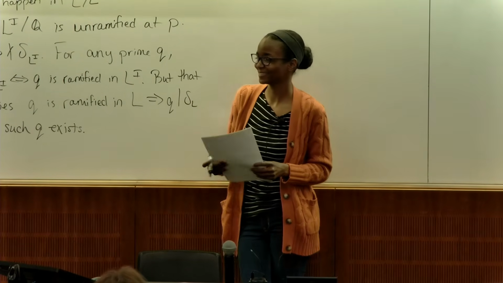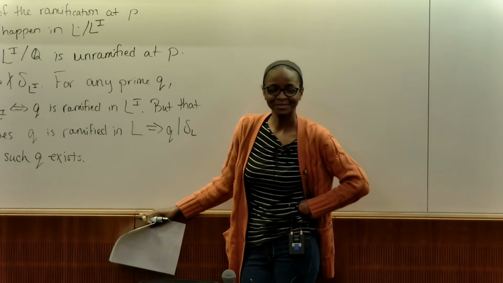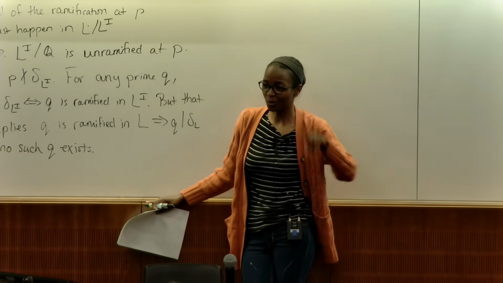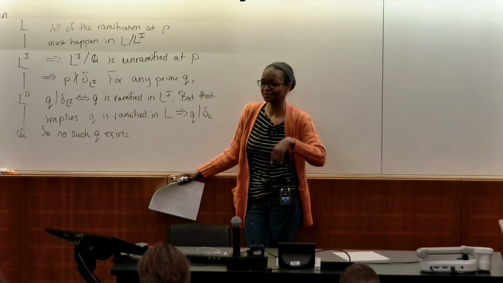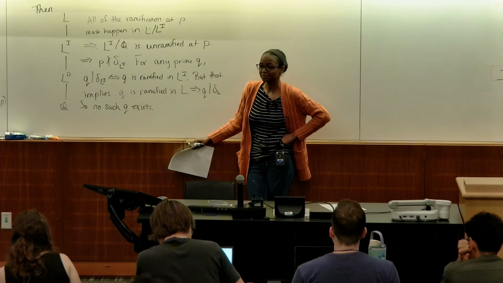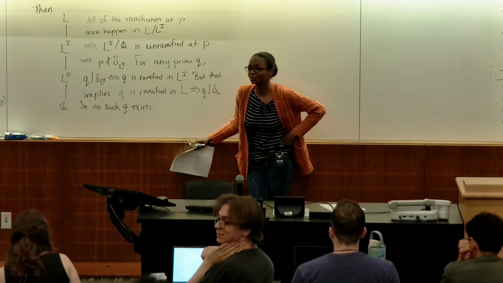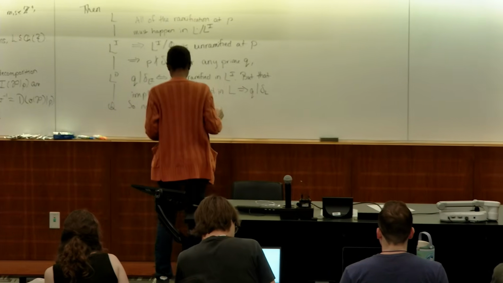Ooh. I've mentioned a few times yesterday that there's exactly one number field, one finite degree extension of Q that is unramified for all primes, i.e. only one that has discriminant 1. Someone said it? Q. It's Q. Li is Q.